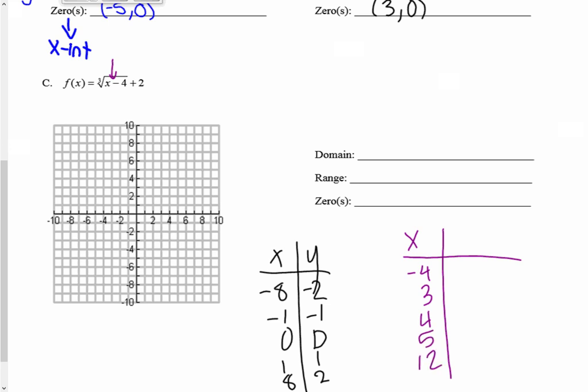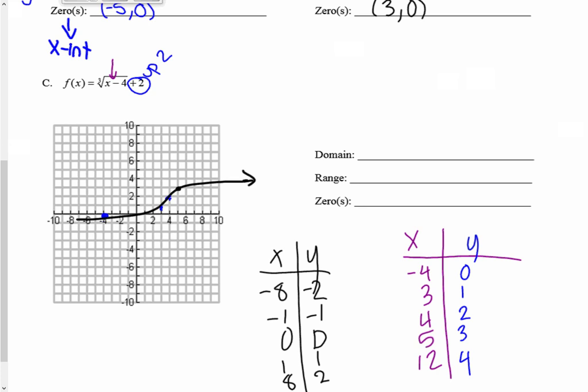To my y values, so anything outside of that root, I have a +2. So that tells me to go up 2. So I have 0, 1, 2, 3, 4. Graphing that, we're at (-4, 0). We're at (3, 1), (4, 2), (5, 3), and (12, 4).